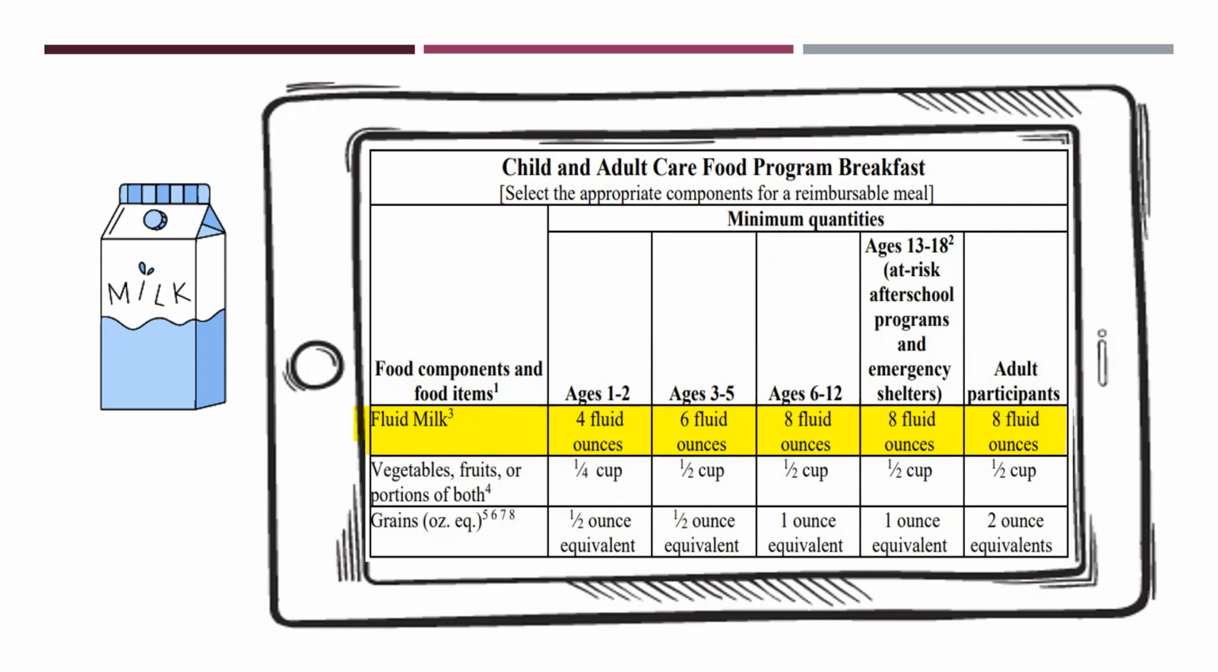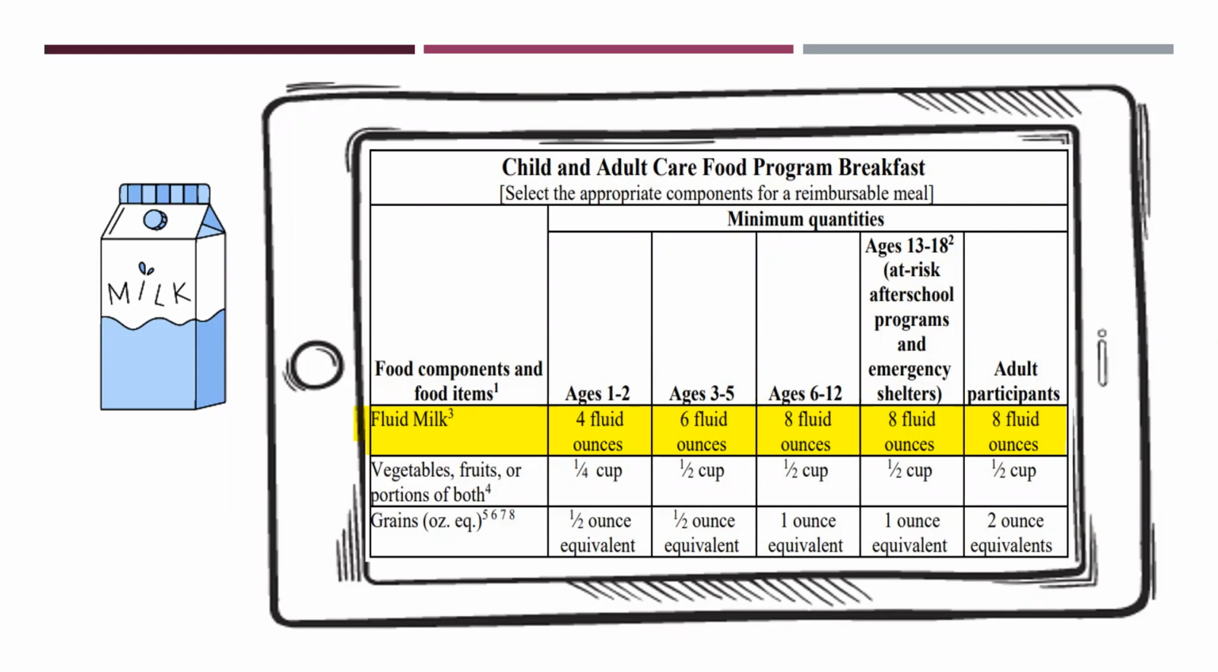The food components and food items are listed along the left-hand side of the document. After each component, the minimum serving size is listed under each age group. You may notice a small number next to some of the components. Each of these numbers corresponds with a footnote under the meal pattern. These footnotes provide additional information or directions for some of the components.